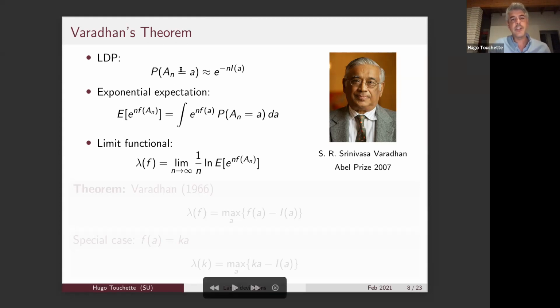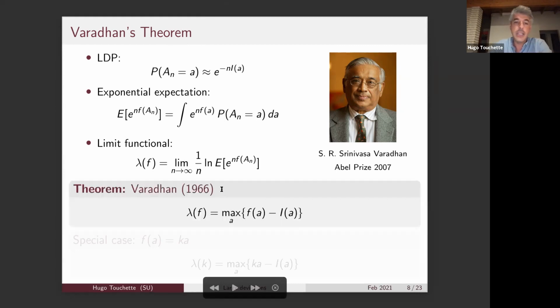And then the second observation is that if the probability behaves exponentially, then so will the generating function. So if you define a generating function exponentially with some test function f of An, this is the generating function. If the log limit of this exists, then it should mean that you have a large deviation principle. And what Varadhan proves is the other result. If you have an LDP, then this will also behave exponentially, so this limit will exist.